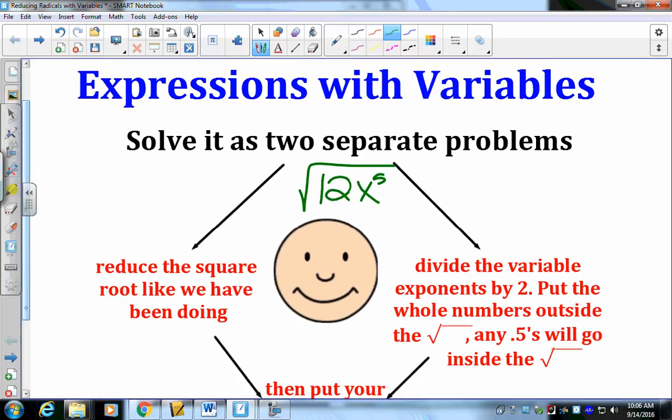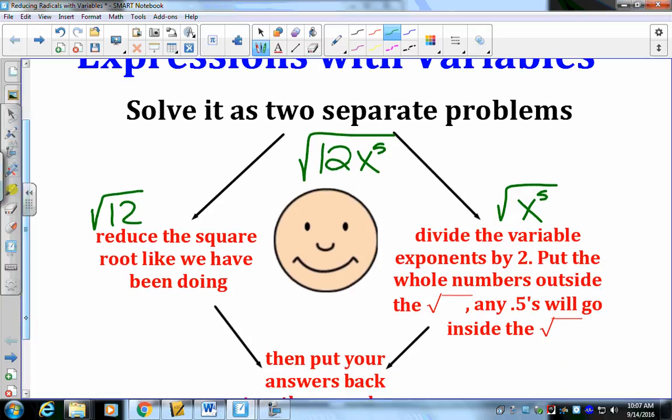So the first thing we want to do is reduce the square root like we've been doing. Over here, I'm going to put the square root of 12. And on the other side, I'm going to put my variables. I'm just going to separate the two and treat them as two separate problems until the end. So reducing the square root of 12, we've done this before. Start by dividing by 2 and keep dividing down until you're only left with prime numbers.